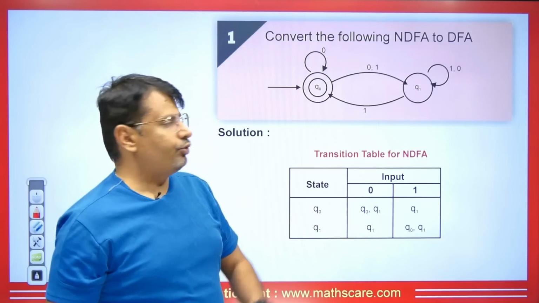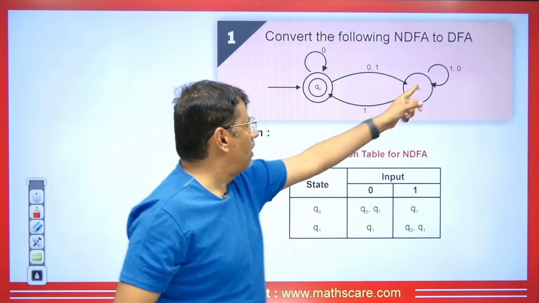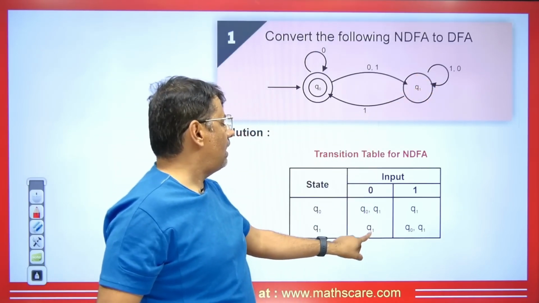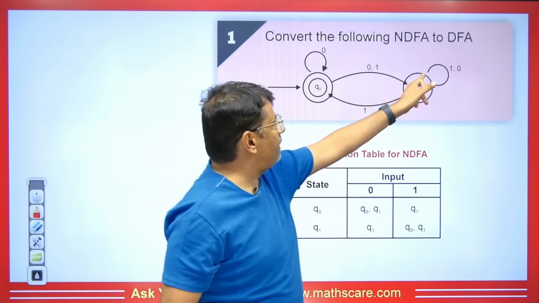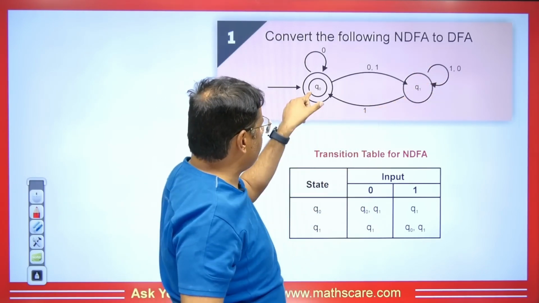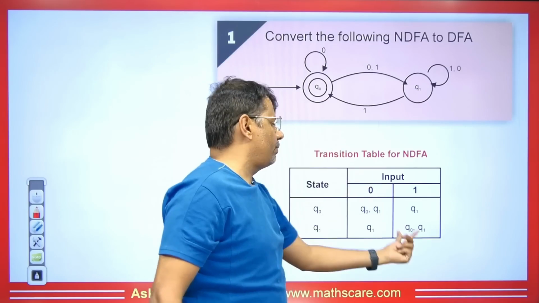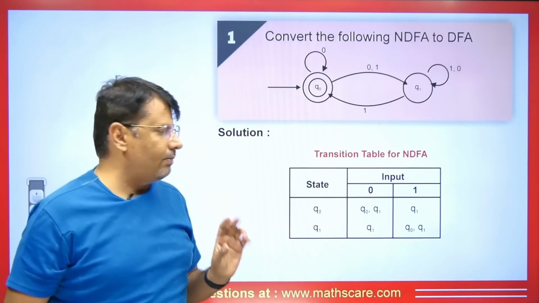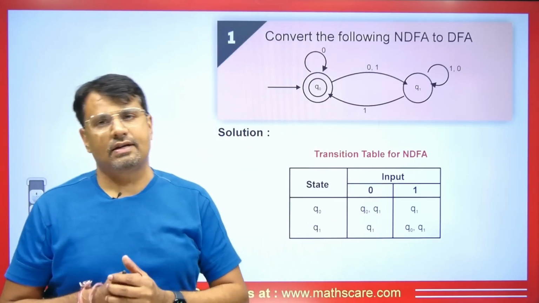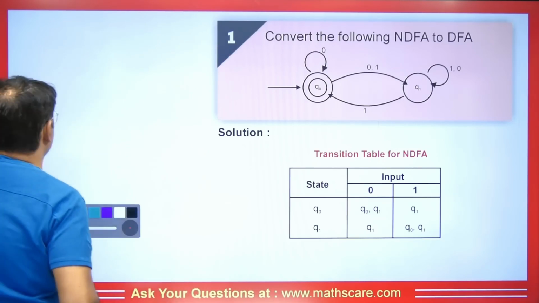Next, let's examine Q1. With input 0, Q1 is coming back to itself. And if we talk about input 1, Q1 is going to itself and to Q0 too. So, we'll have both Q1 and Q0. This is NDFA. Did you get it? Our goal now is to convert this NDFA to DFA. How will we convert it?